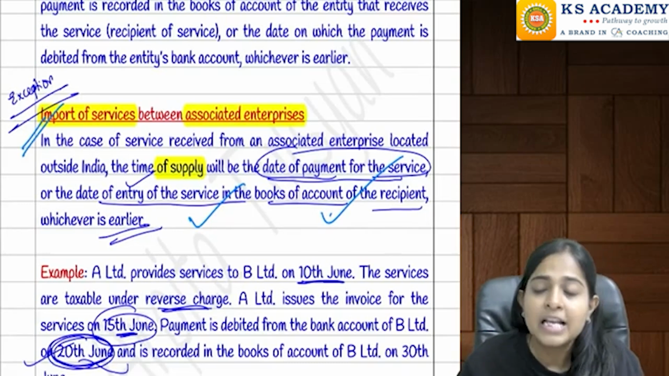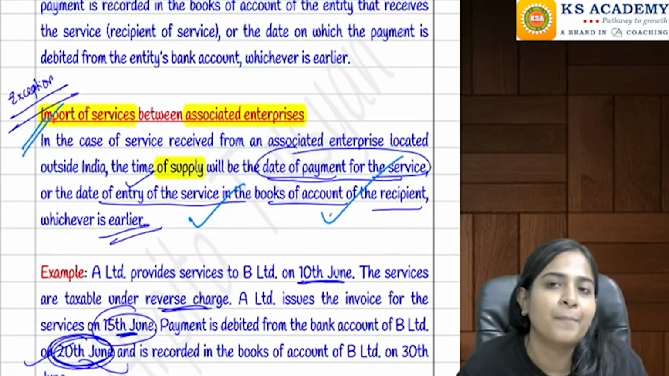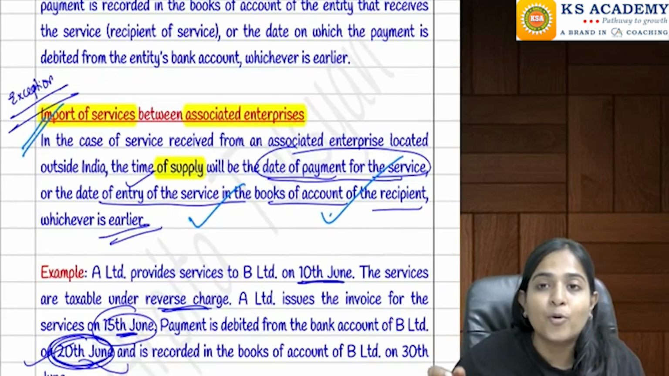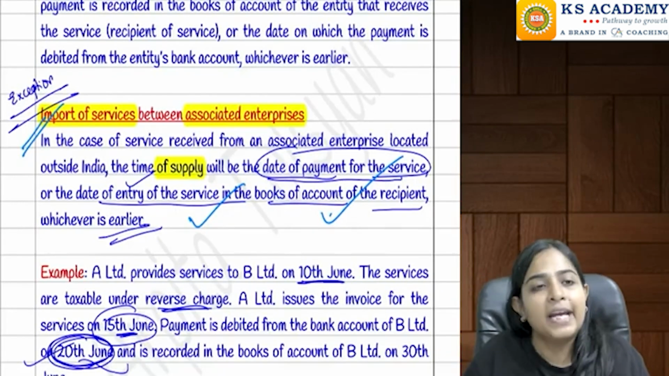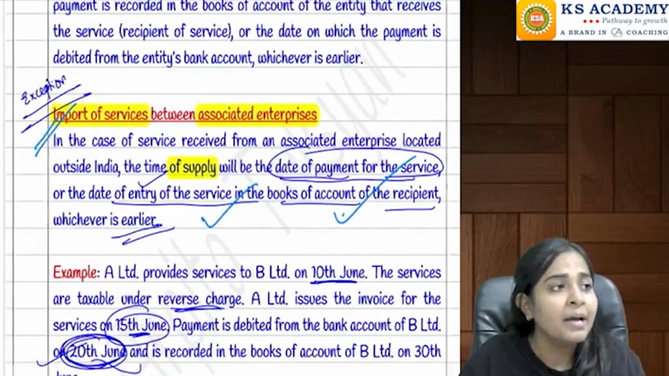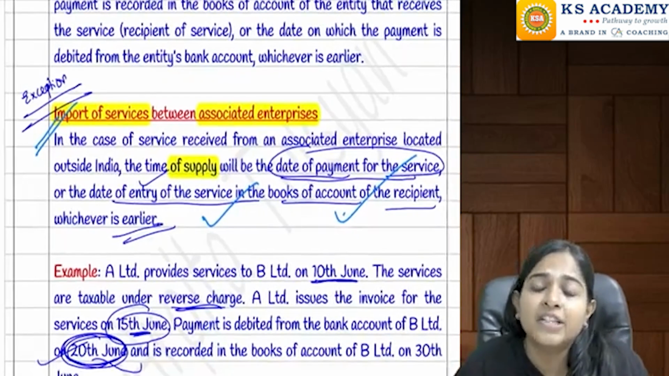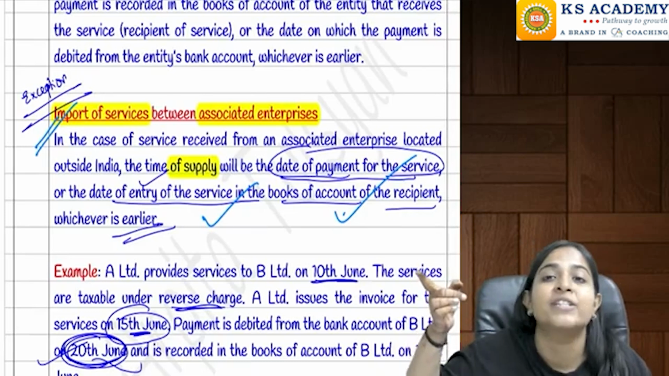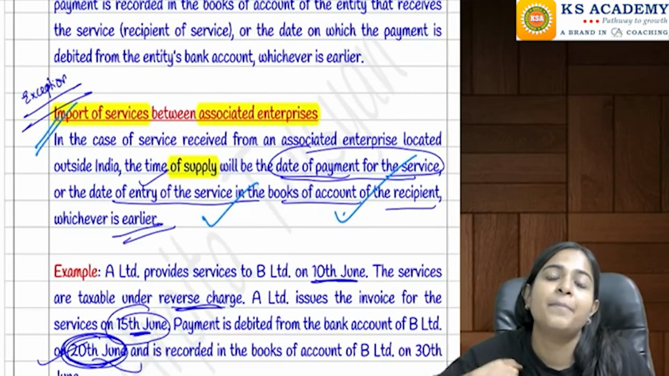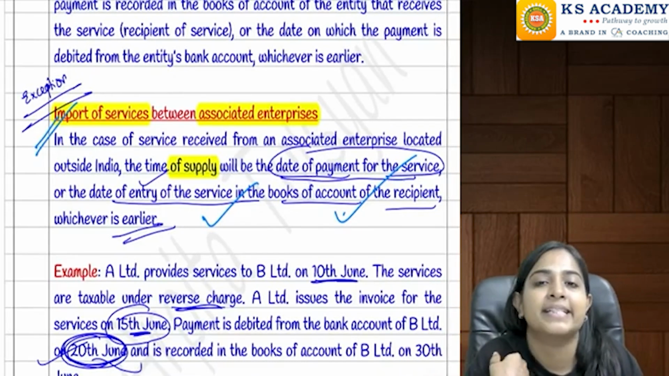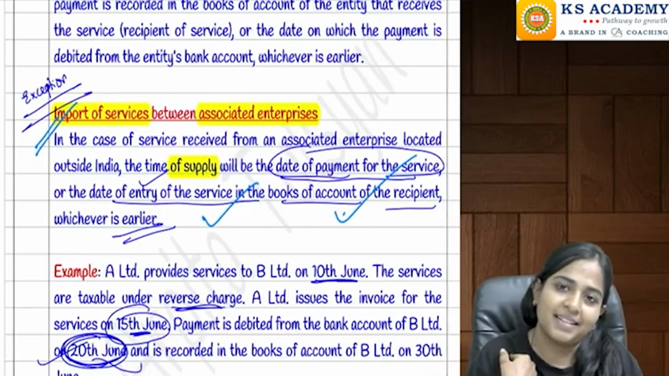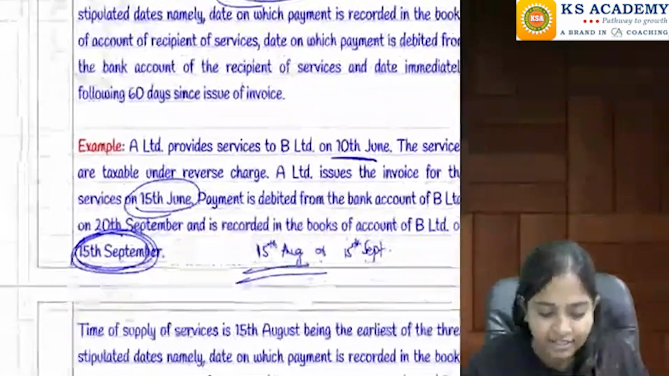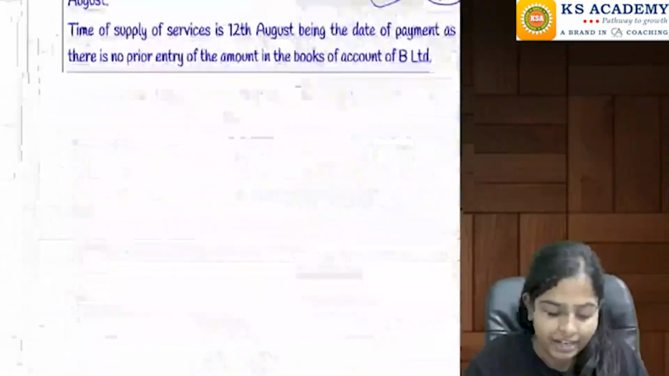Are you clear with this? So this time of supply is applicable only when there is import of service from an associated enterprise. Again, you might get a doubt, ma'am, why are we studying this under reverse charge mechanism? Because the service provider is located outside India. So you, the service recipient who is there in India, are liable to pay the taxes under reverse charge mechanism. Very clear with this? If you have understood it till here, then it will become very, very simple ahead.